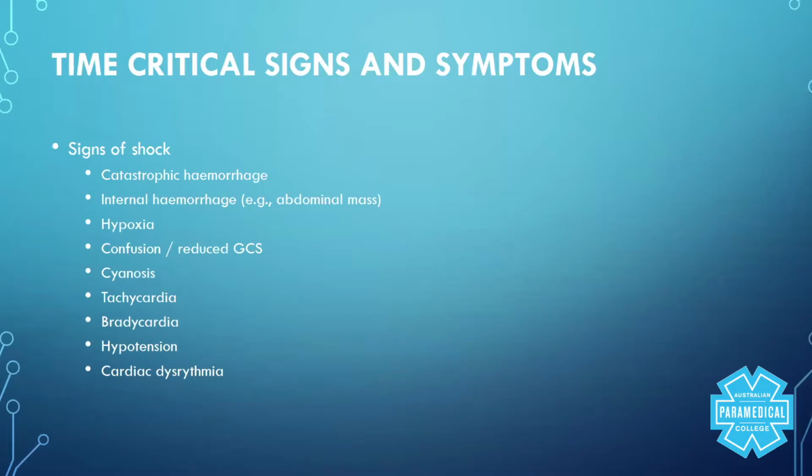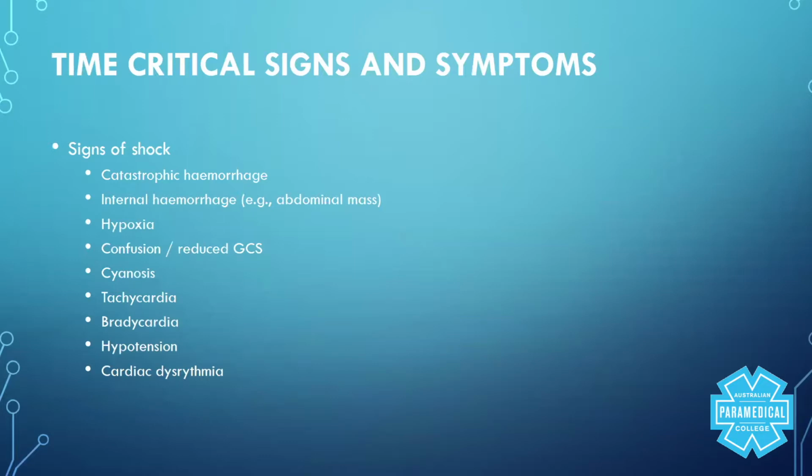So time critical signs and symptoms then: catastrophic hemorrhage, internal hemorrhage, hypoxia, confusion, cyanosis, tachycardia, bradycardia, hypotension, or cardiac dysrhythmias. So this is not an extensive list. This is just your typical signs or symptoms that will help you as the paramedic to recognize signs of time criticality. So the first one is catastrophic hemorrhage.